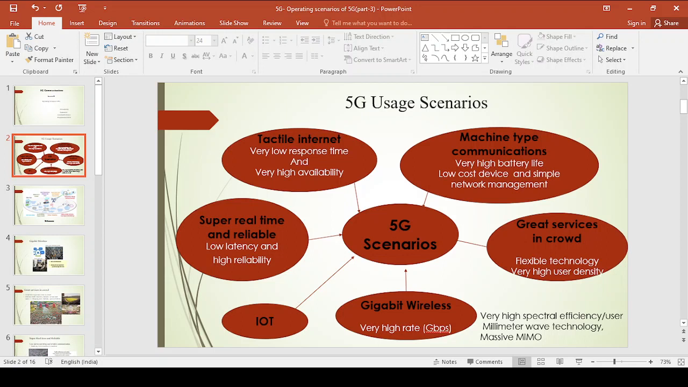Now coming to the next feature, it should be a low cost device. Whatever machines we are operating under machine type communication should be low cost devices, and it should have simple network management. These are some features of machine type communication, right?